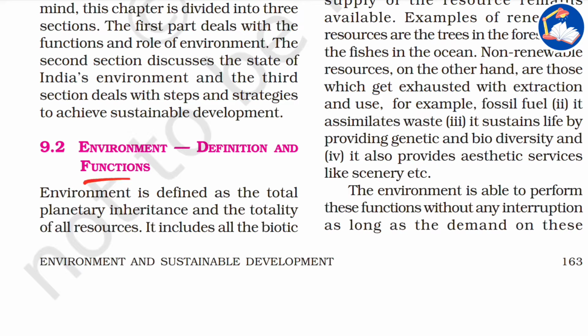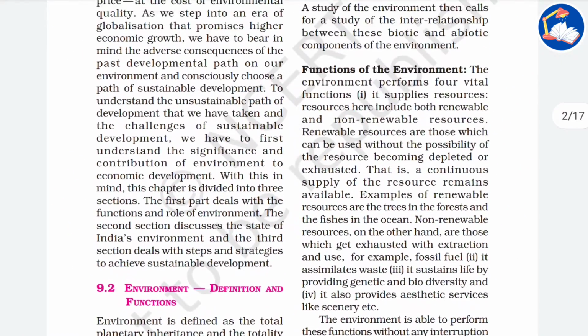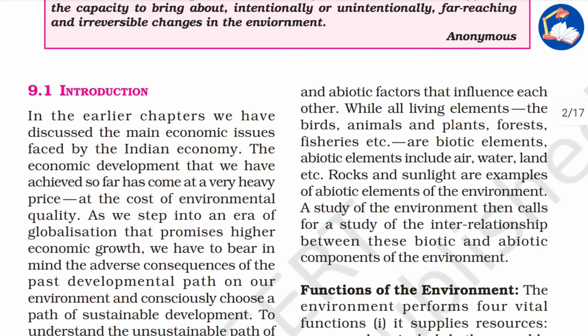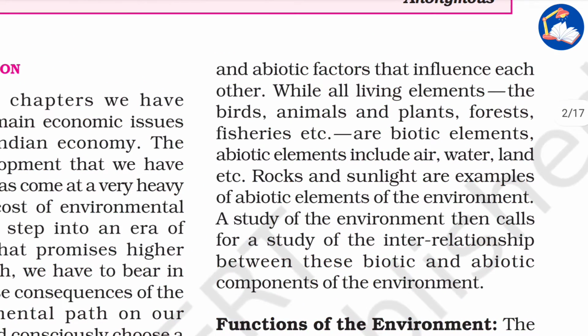So we'll look at the first step: environment definition and functions. Environment is defined as the total planetary inheritance and the totality of all resources. It includes biotic as well as abiotic resources. Biotics are basically the living elements, like plants, forests, animals, fisheries, etc. On the abiotic side we have rocks, mountains, air, water, land, all these elements. Both these things constitute the environment.